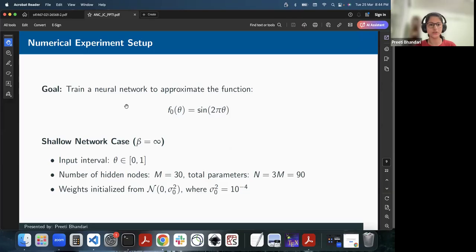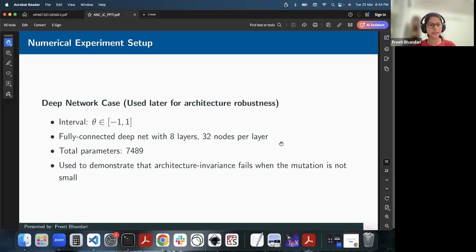Okay. Now the numerical setup is that they are trying to, this is one of the general examples they've considered, train their neural network with this function. The first case they took is what they call a shallow network at beta equal to infinity. They've also done it for beta less than infinity, I'll show later on. Here the total number of parameters is 90 and they initialize their weights with these values. Then they did something called a deep network.